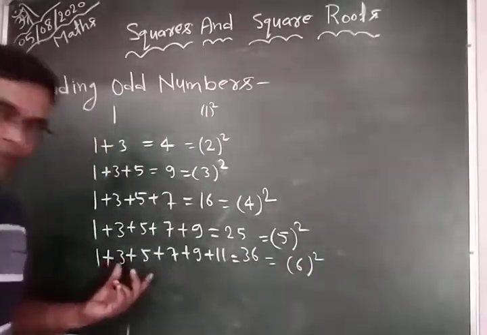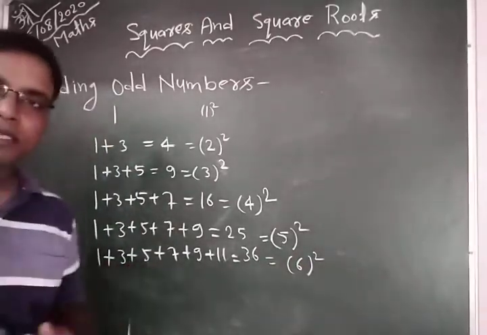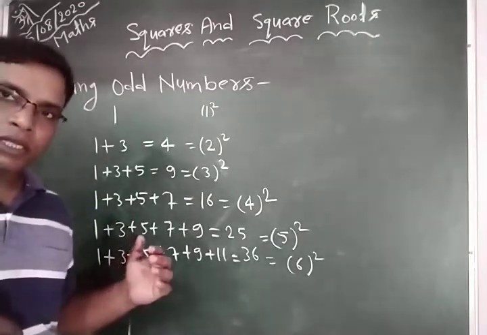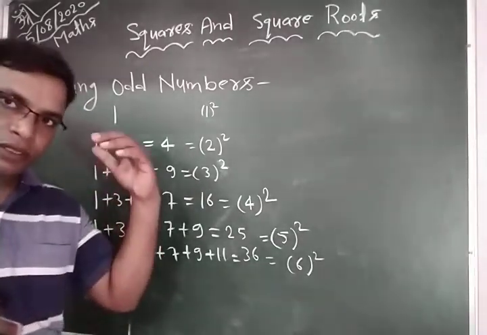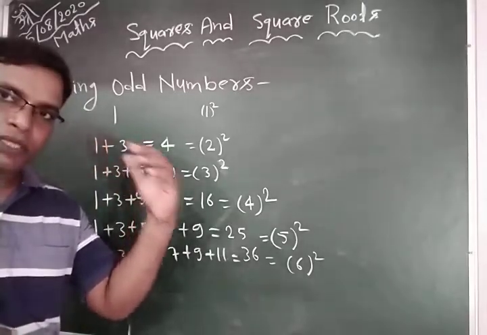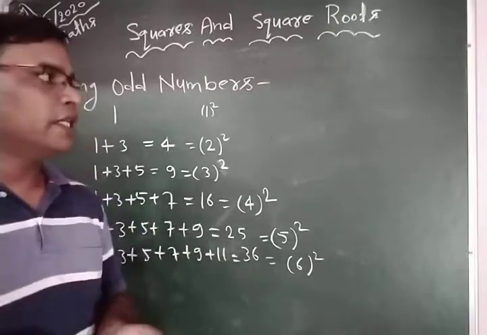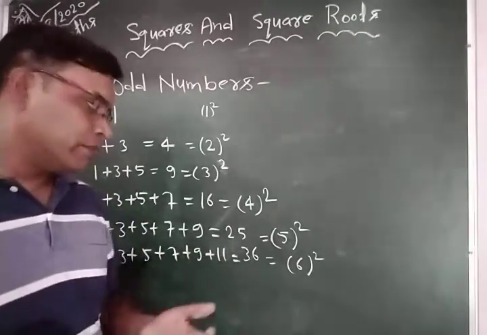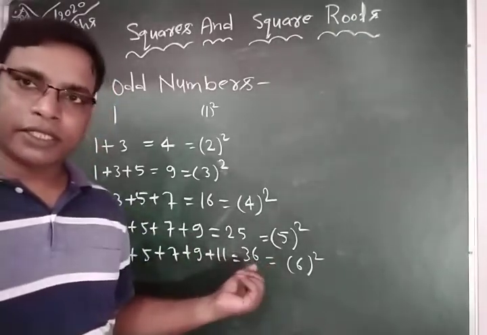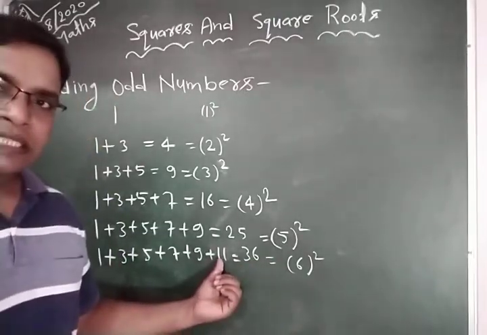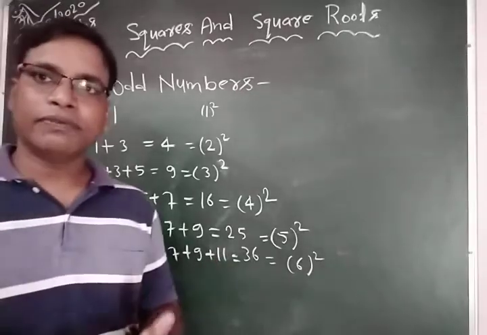So you can find the consecutive sums of the first 8 odd numbers, first 9 odd numbers, first 10 odd numbers, and without adding you can find their sums. Okay, here you can see this is the sum of the first 6 odd numbers. It means this is the square of 6.